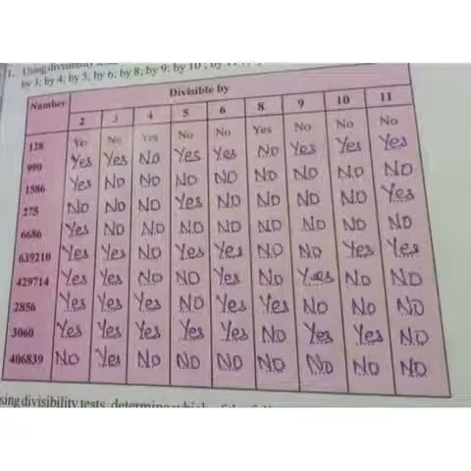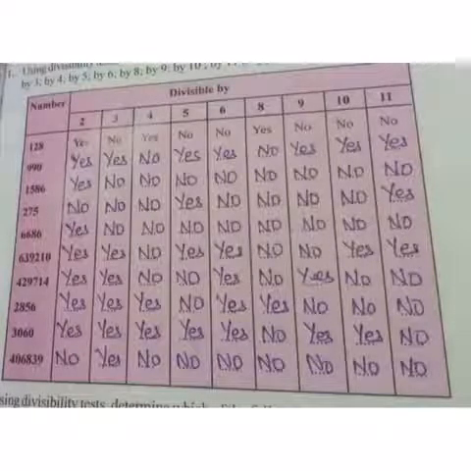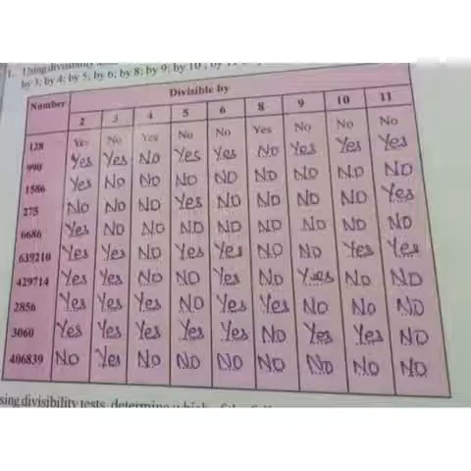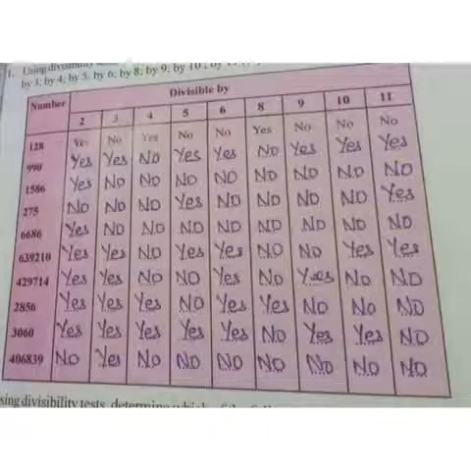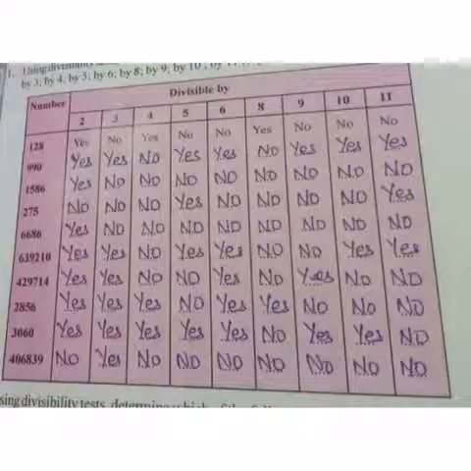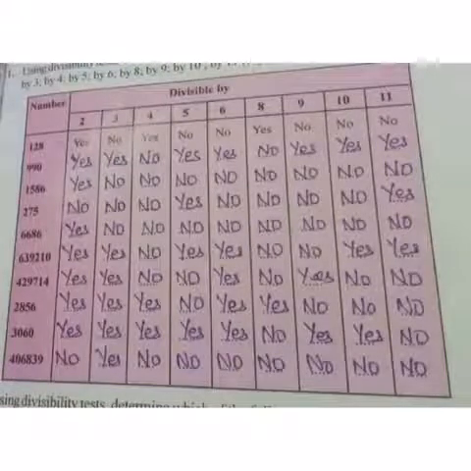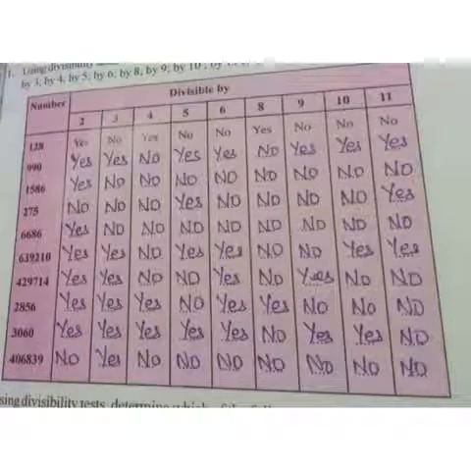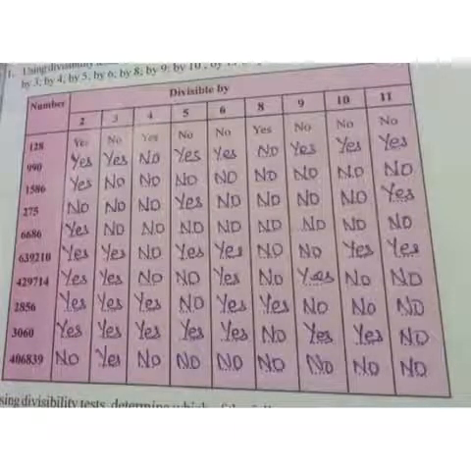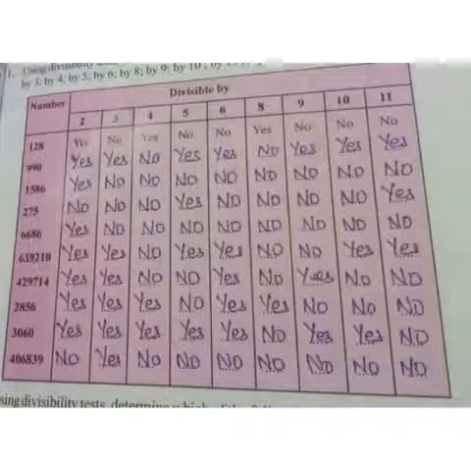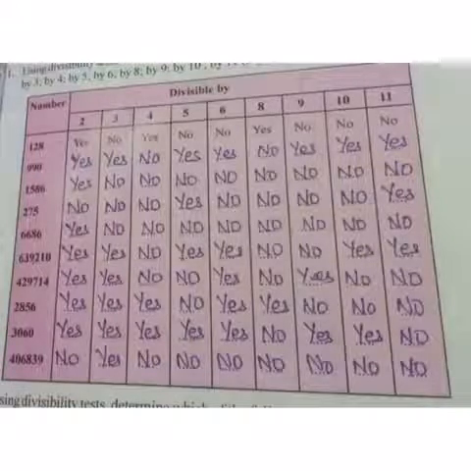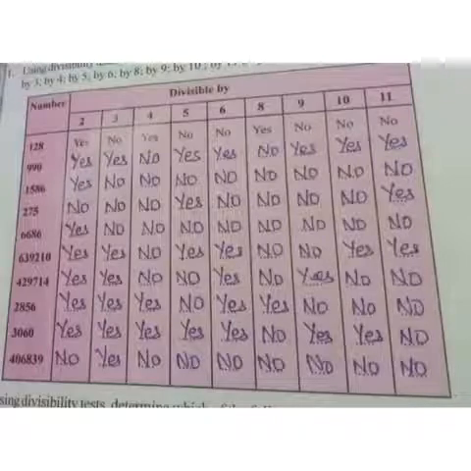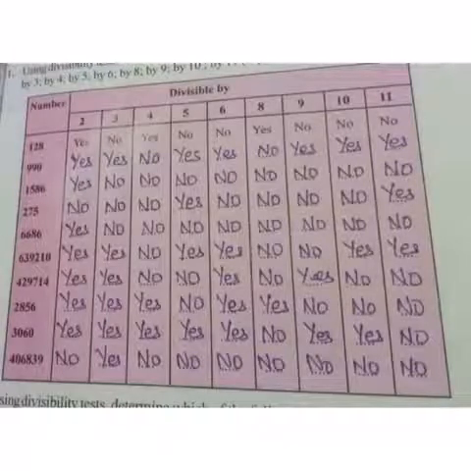Now the next number is 429714. So children, you can see here that 4 is at the ones place, so it is divisible by 2. Then when we are adding all the digits of this number, it gives 27, which is again a multiple of 3, so it is divisible by 3. Then it is not divisible by 4 and 5. Then it is divisible by 6 because it is divisible by 2 and 3.